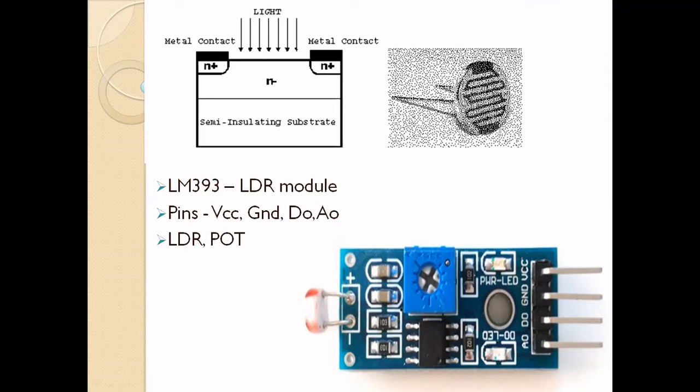DO means you will get a digital output. AO means it is called an analog output. This is called an LDR. It has two terminals, one is positive and negative is connected here. Next it is called a potentiometer. It is used to vary the sensitivity of the LDR. Next we are having two LEDs. This LED is used for indication purposes. The LDR module number is LM393.